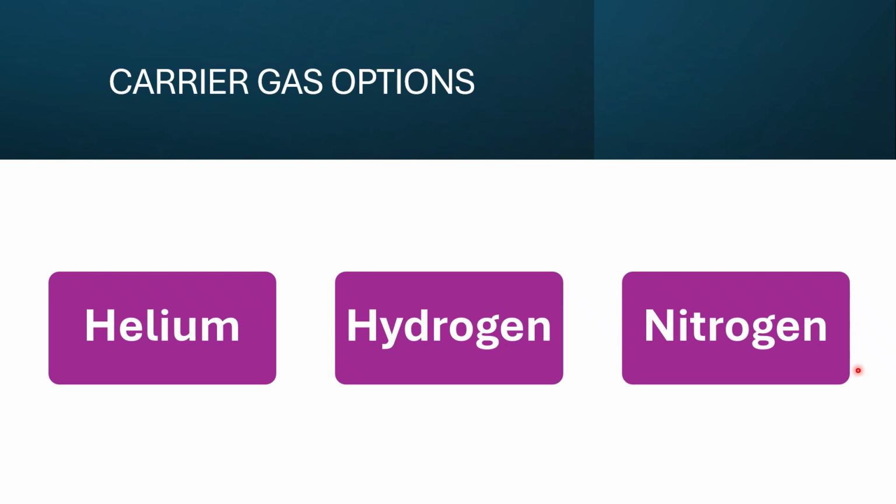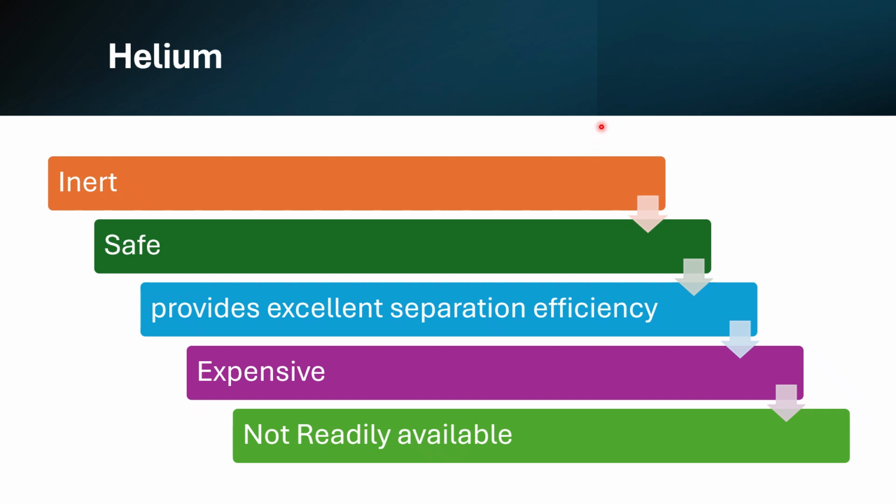There are three gases that are available for us, that is helium, hydrogen and nitrogen. So helium has traditionally been the most popular choice, especially in the US. It's inert, safe and provides excellent separation efficiency. However, there's a big problem. Helium is becoming increasingly expensive and has supply chain issues. We are literally running out of affordable helium.